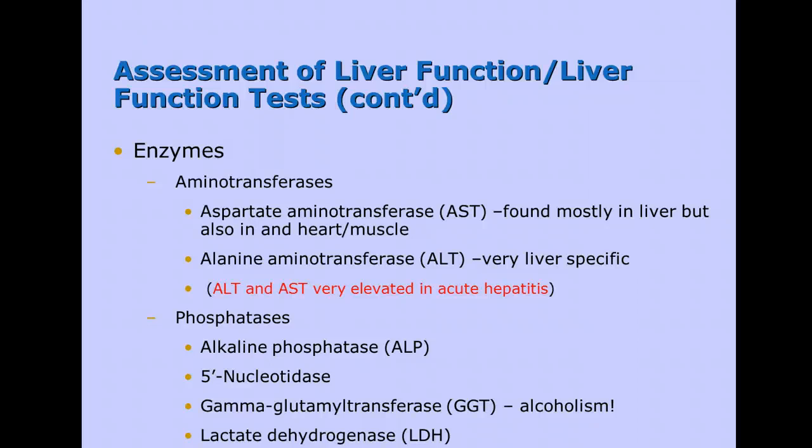Next set are our phosphatases. Alkaline phosphatase can be found elevated with liver issues. 5-nucleotidase. Gamma-glutamyl transferase, GGT, that one's often with a biliary obstruction and alcoholism. And lactate dehydrogenase is another one that we will find elevated with liver issues.